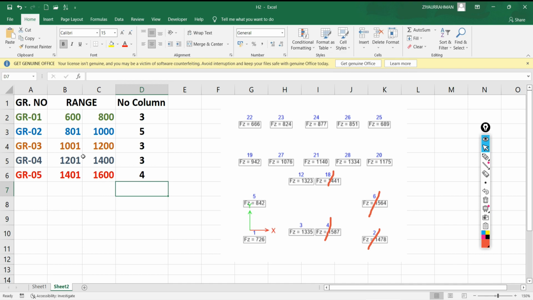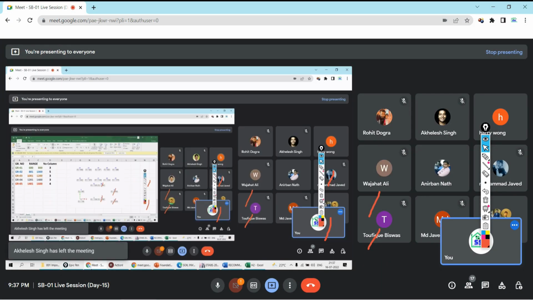So in this way we have to do the grouping and then we have to proceed for the next step. Is that all okay?